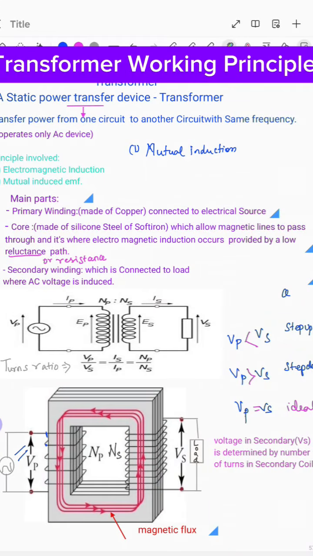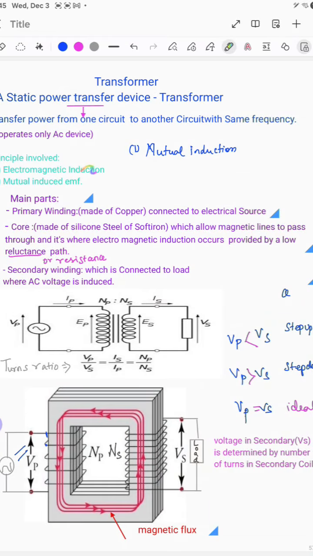Morning. Today we are going to see about transformers. The basic principles involved in the transformer working principle are electromagnetic induction, which we have studied earlier, and then mutual induction. What is mutual induction? It is the process by which a coil of wire magnetically induces a voltage in a nearby coil which is in close proximity, right? This is mutual induction.